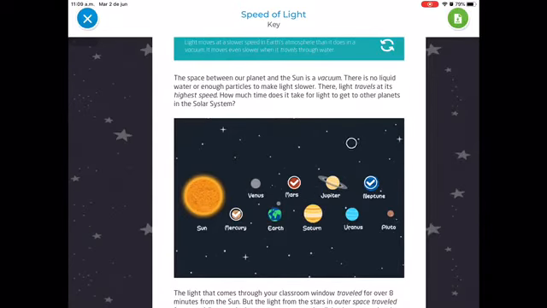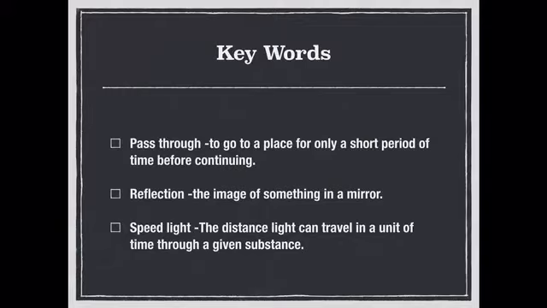All right, guys, very good. Let's continue with our activities. What are the keywords that we're going to work with right before we continue working with our book? The first keyword is pass through. Go to a place for only a short period of time before continuing. For example, if I go to the supermarket and I visit the groceries section and I go to the cookies section and I do not stop in the cookies section, I just pass through.